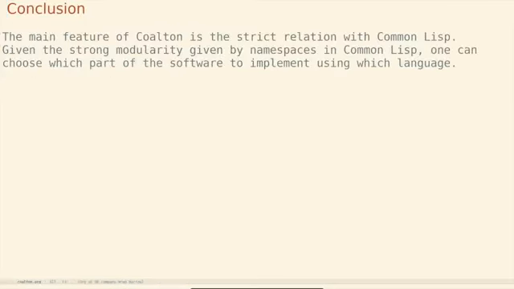The main feature of Coalton is the strict relation with Common Lisp. In particular, given the modularity provided by namespaces in Common Lisp, one can choose which part of the software to implement using which language. As usual, Common Lisp provides complete freedom to the programmer. One probably won't want to use Coalton for most of the software, given all the type inference that Common Lisp already provides. But if there is some namespace that is particularly important or the core of our software, we want it to be more safe, so we can choose to use Coalton for it.